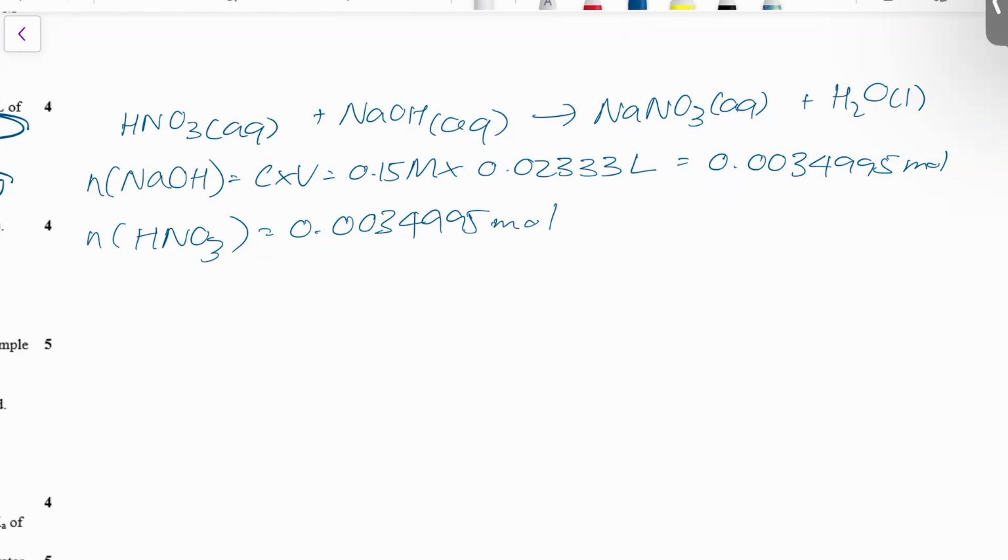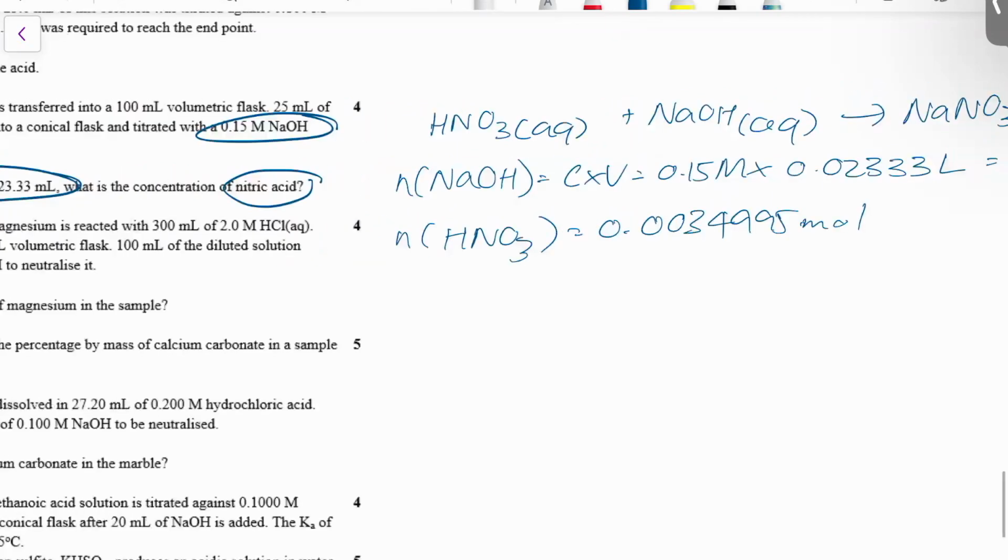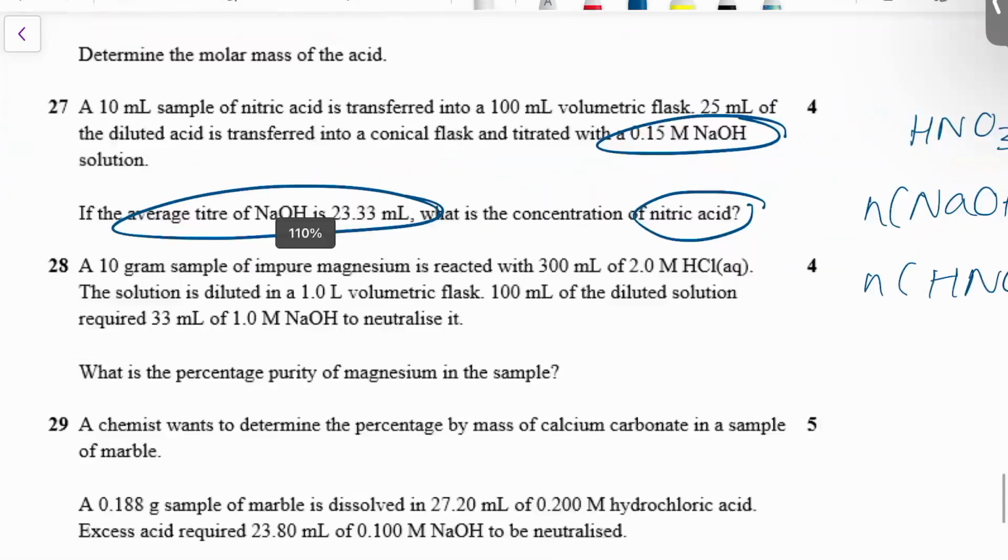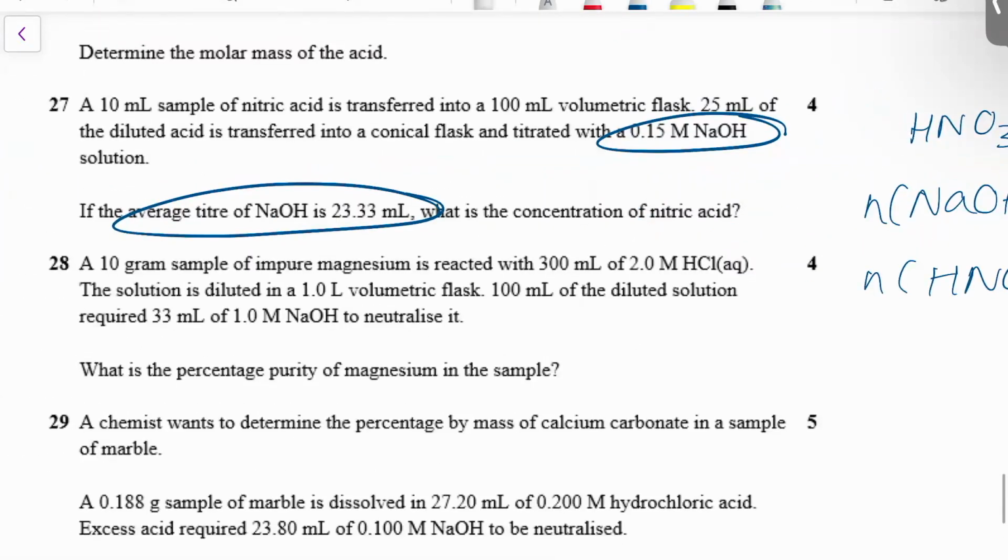Now, I just used my chemical equation to get the moles of HNO3, which means at the moment, I'm in the context of the conical flask. This is the moles of HNO3 in the conical flask where the reaction is happening. When they ask you for the concentration of nitric acid, they should have also specified the concentration of nitric acid in the original solution, which means where it originally came from. Okay, where it came from.